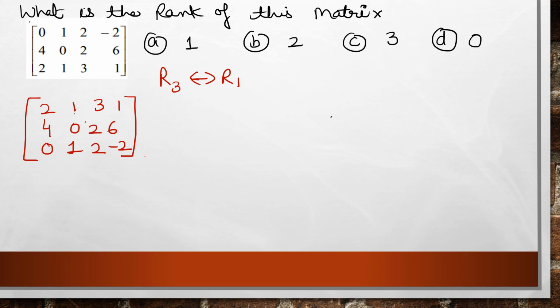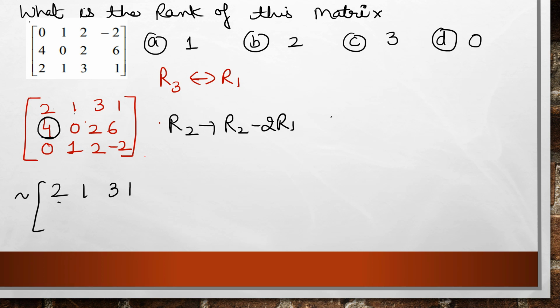Now what is next? Further, I want all the elements under this to be 0. This is already 0. Convert this element to 0. So how will we do that? Apply R2 minus 2R1, because this 4 is already a multiple of 2, so it is easy for us to convert this 4 to 0. So this is 0. Then 0 minus 2 will be minus 2, right? And 2 minus 2 into 3, that will be 2 minus 6, minus 4. And then we have 6, 6 minus 2 into 1. So 6 minus 2 is 4, right?